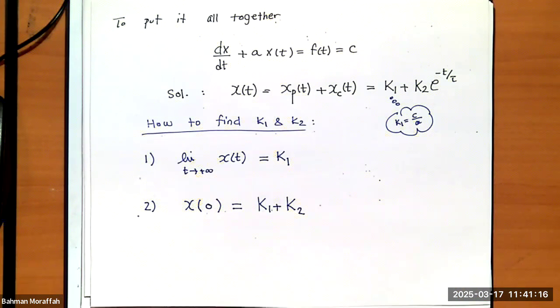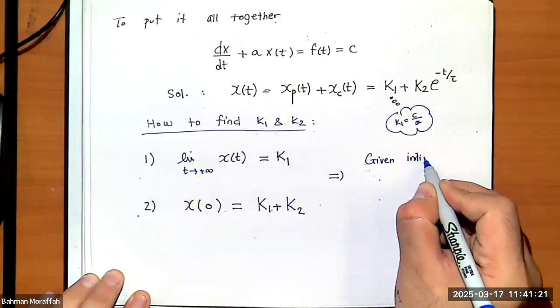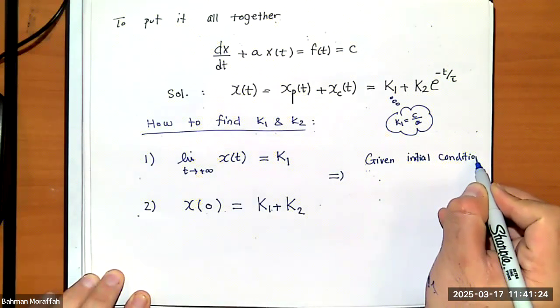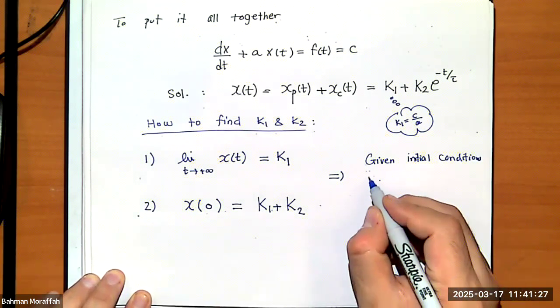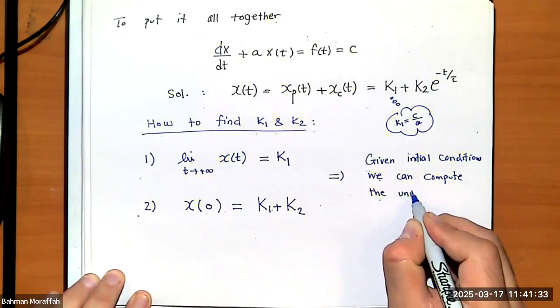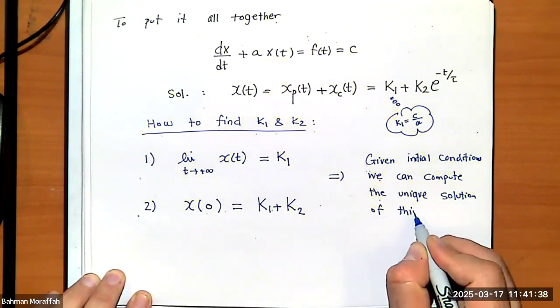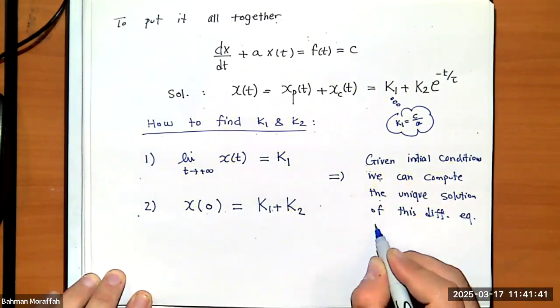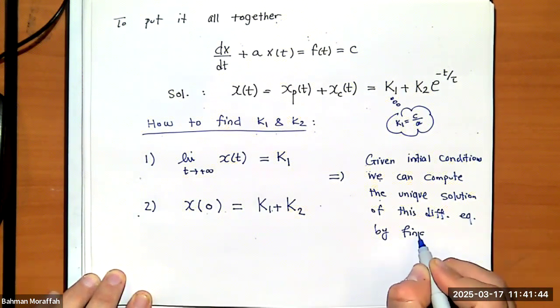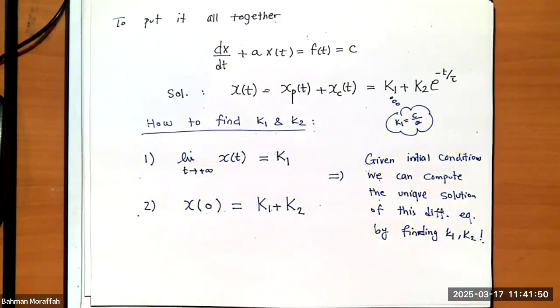So given initial conditions, we can compute the unique solution of this differential equation by finding k1 and k2. Does that make sense, what we're doing?